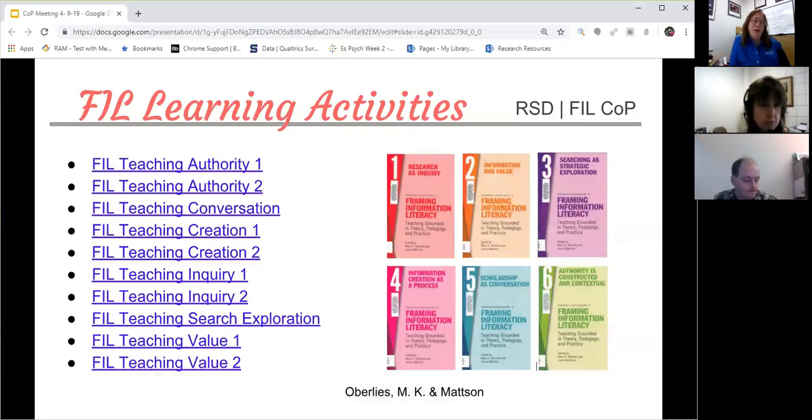She's posted an example from each of the frames, and they come from the books that are up here. Oberlies and Mattson have collected examples for all the different frames. We just got this series last fall and we are starting to look at it. It's a really interesting set of books that gives you examples of how you might teach and what sorts of activities you have.